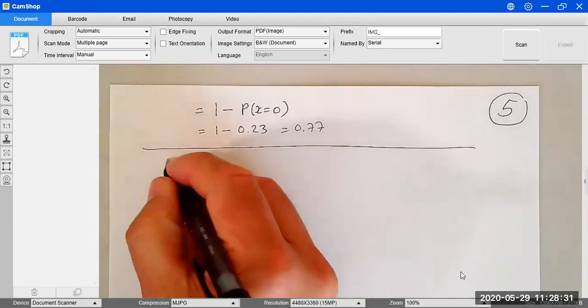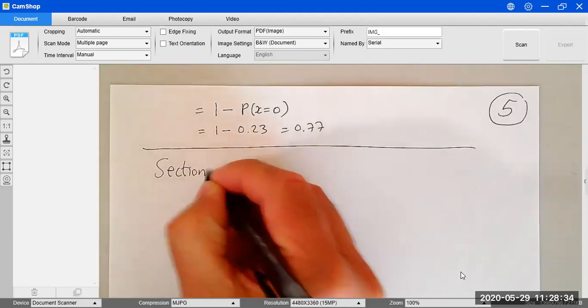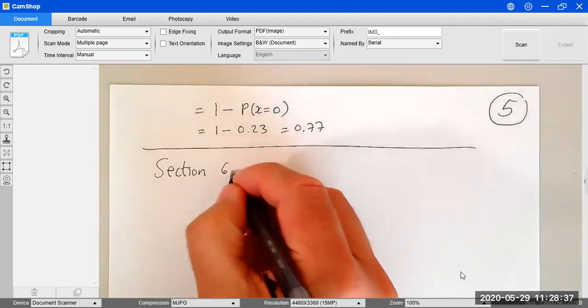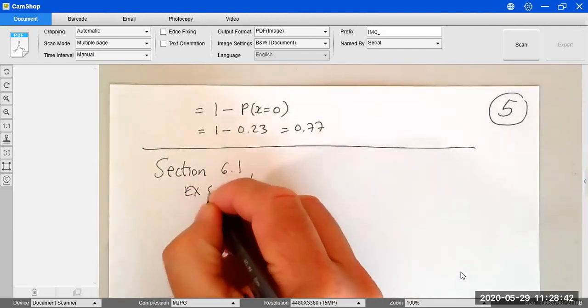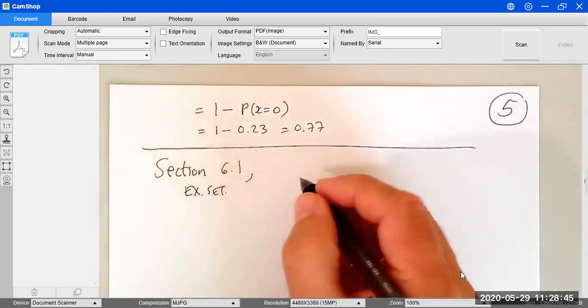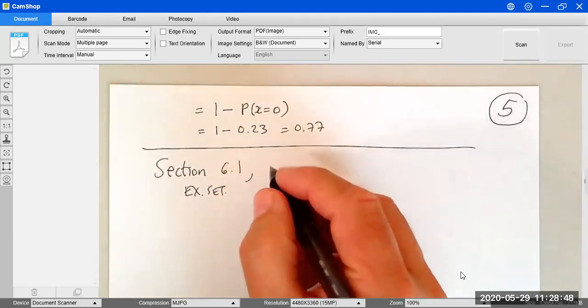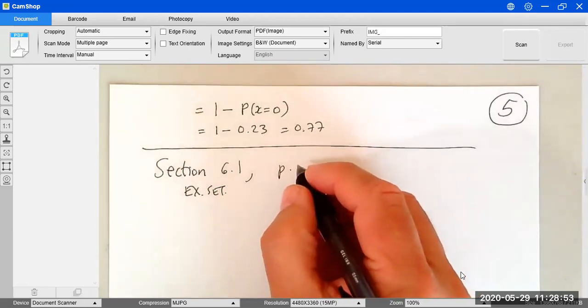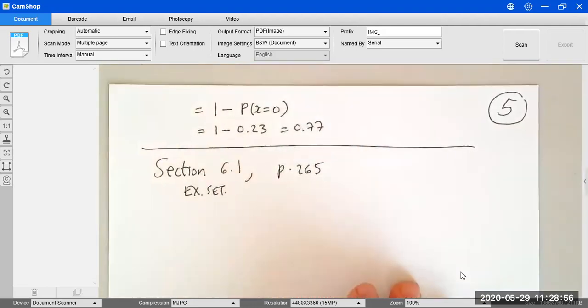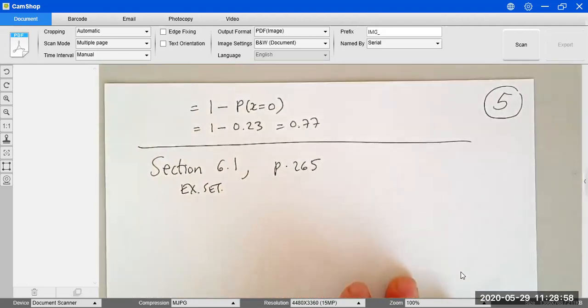So now you're going to work a lot of problems. This class requires you to work a lot of problems, very simple problems. So it looks like it's a lot of work, but it's not. It's just additions, subtractions, if you use the complements rule. So we're going to work on section 6.1 exercise set on page 265. First you're going to determine whether you have discrete or continuous random variables, and then you're also going to answer questions to know whether you have a probability distribution.